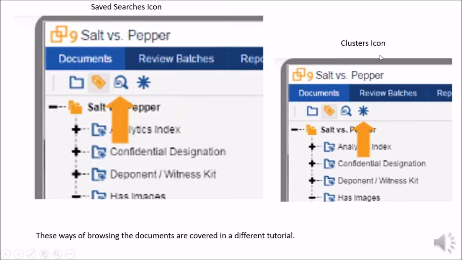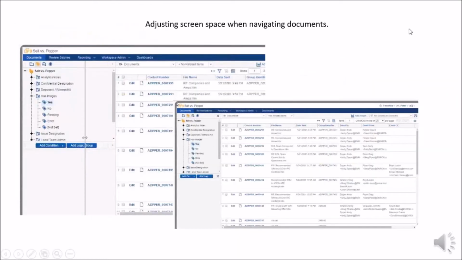And then this is the cluster icon that will give you a chance to take a look at the documents that have been clustered. And we'll hopefully get to that with that Q&A area in a little bit. And then we'll be covering these in a different tutorial as well. But those are two other ways of grouping together the documents when you're navigating through your documents.